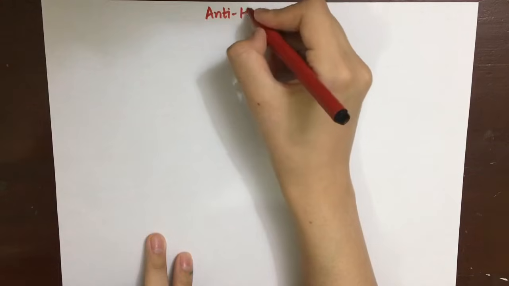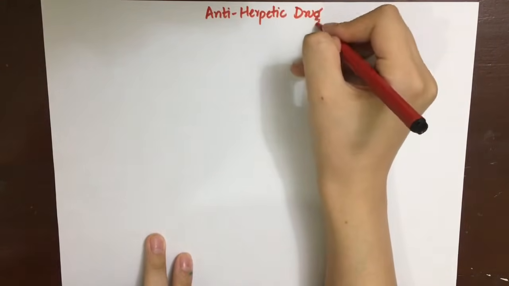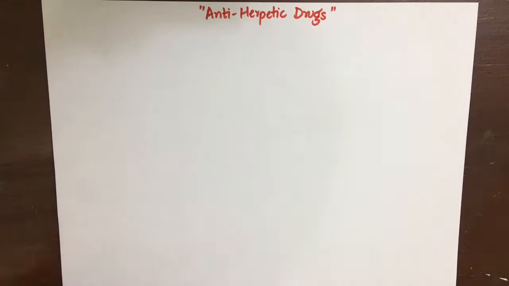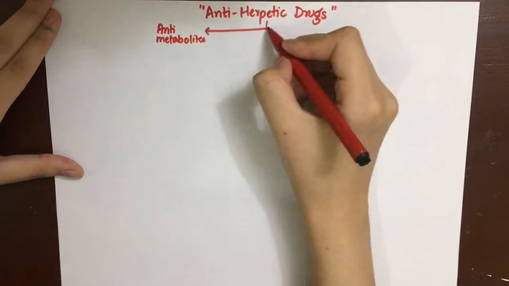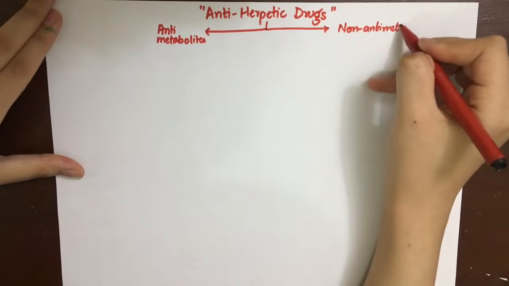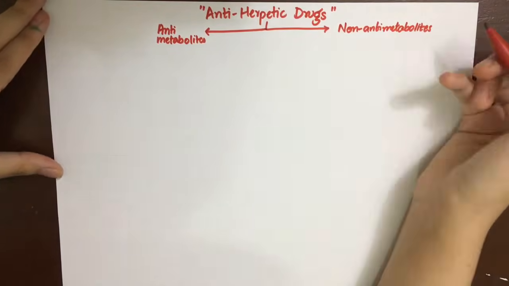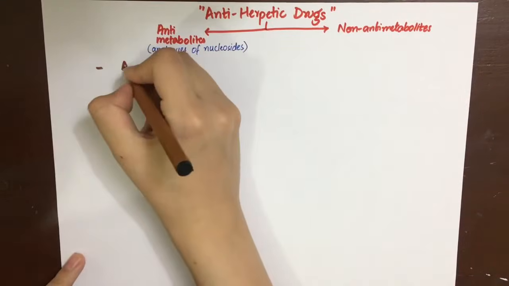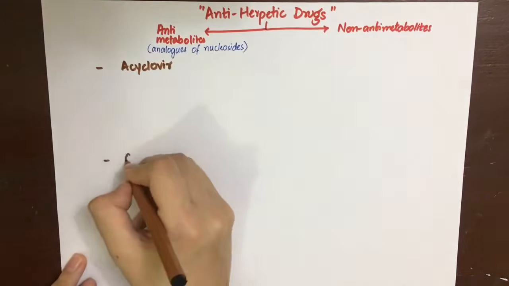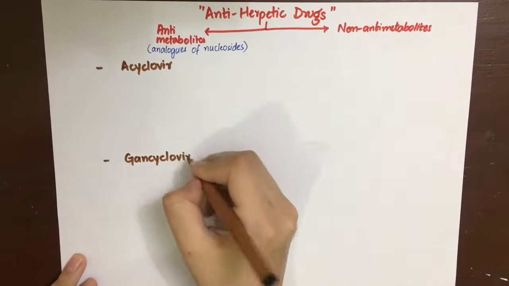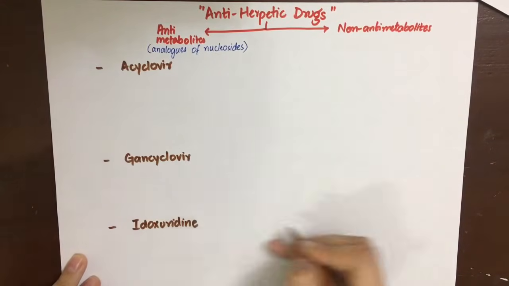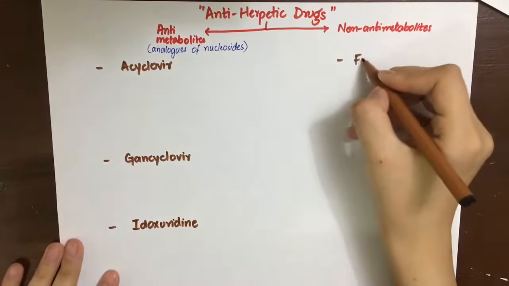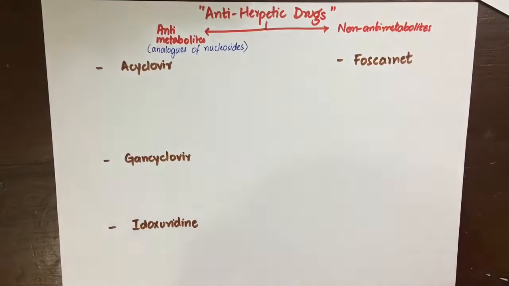First, we'll see the drugs that are used against herpes virus. They can be divided into those which are antimetabolites, that means they are prodrugs and they will require metabolic activation by the host cell or viral enzymes, while the next ones will be non-antimetabolites, which will be active as such and do not need activation. The antimetabolites will include the drugs acyclovir, ganciclovir, and idoxuridine, while the one non-antimetabolite we'll discuss is foscarnet.